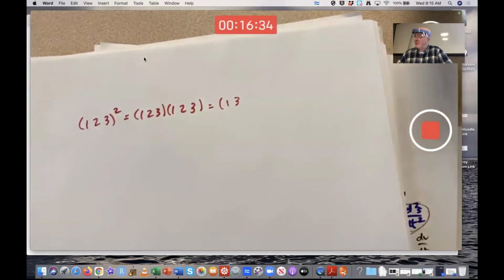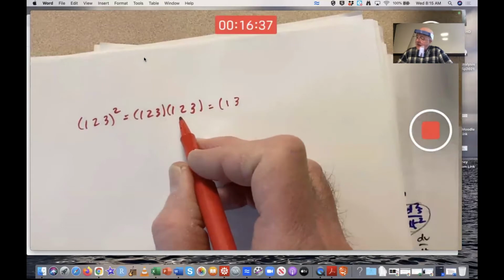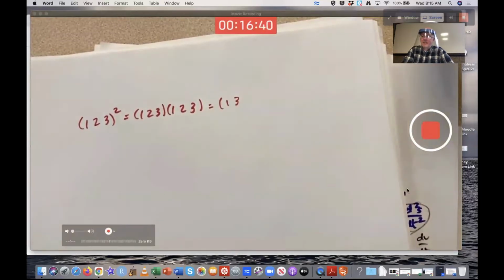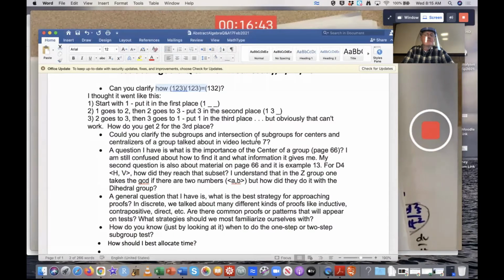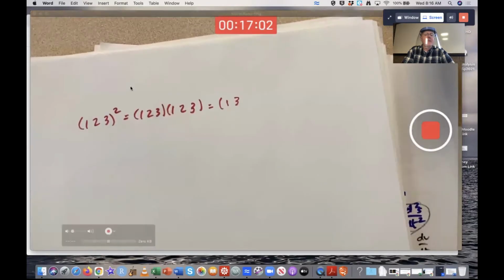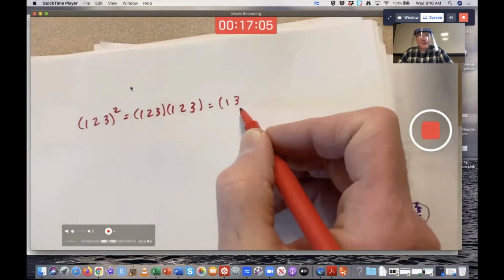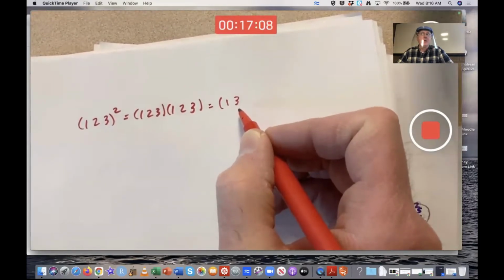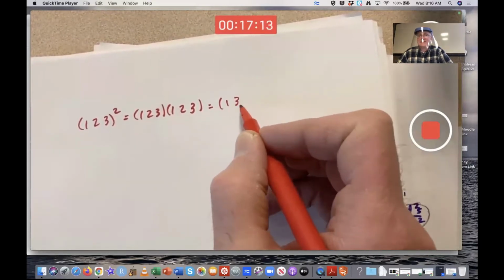So 1 goes to 2 and 2 goes to 3, so I put 3 in the second place. Your mistake was starting with saying, oh, 2 goes to 3. You need to think about what 3 goes to next, not what 2 goes to next, because we're now at the 3. We don't want to go in order of what does 1 get mapped to first, then what does 2 get mapped to, then what does 3 get mapped to. You want to think about these things in order.